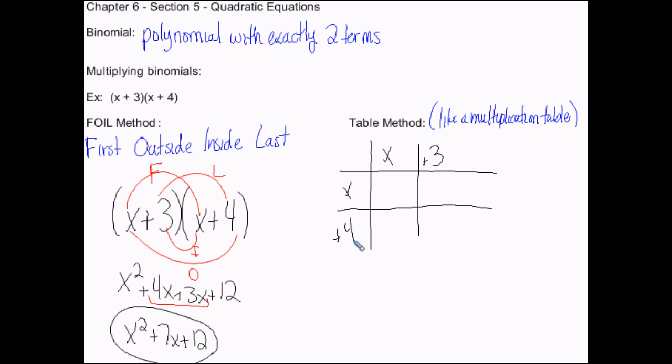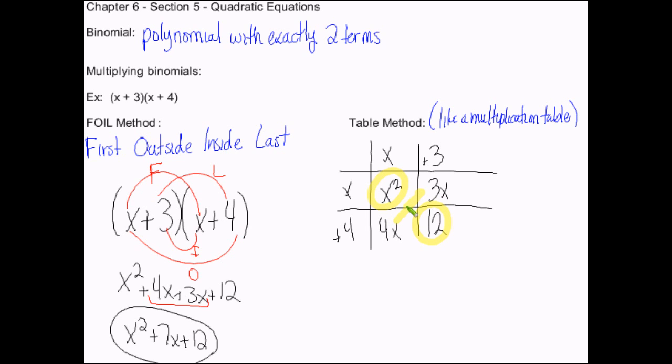X times x gives me x squared. X times 3 gives me 3x. 4 times x gives me 4x. 4 times 3 gives me 12. The nice thing about the table: this is your first term, this is your last term, and your like terms line up on diagonals.